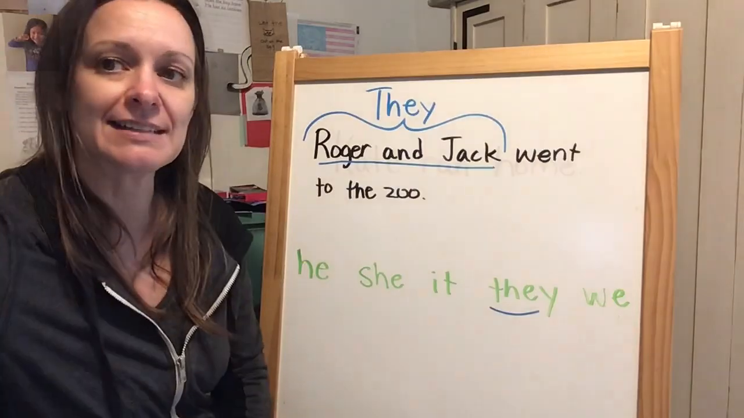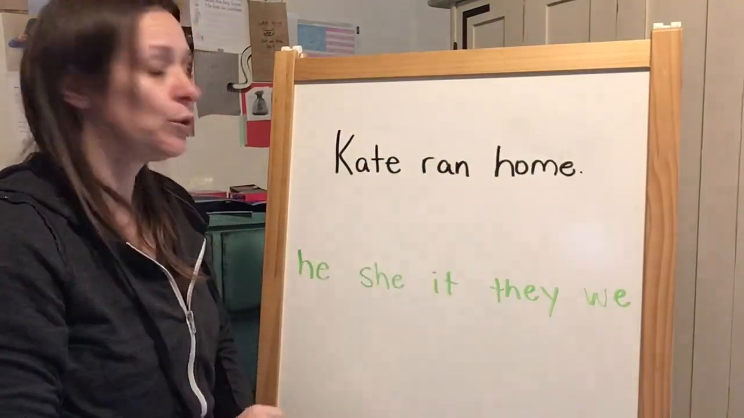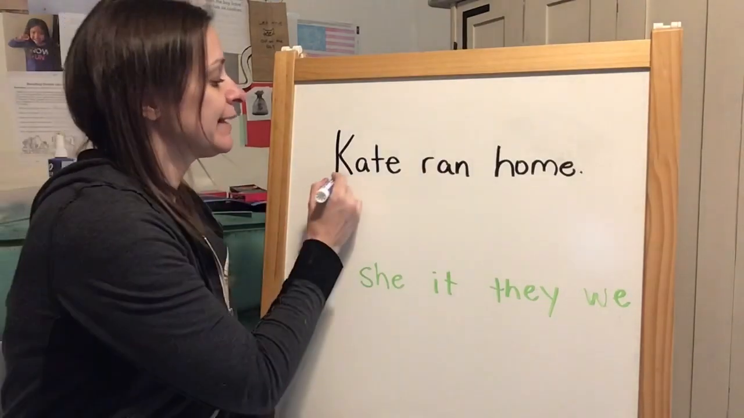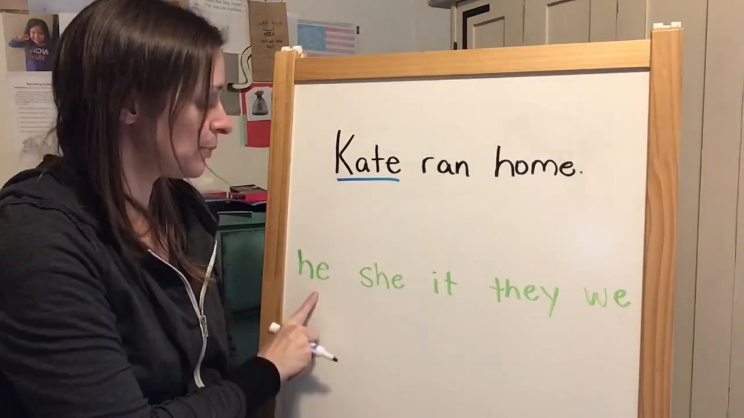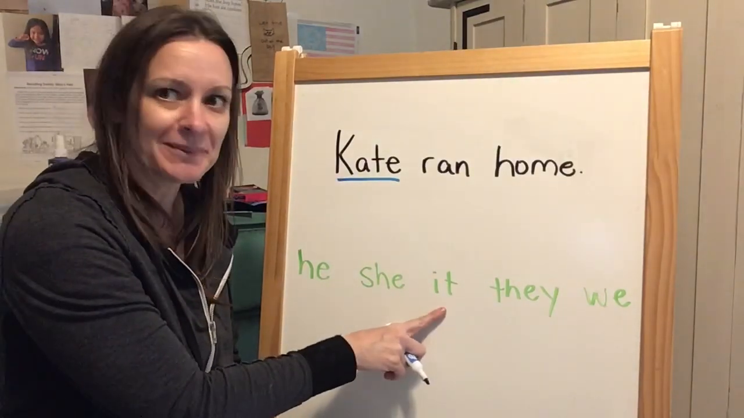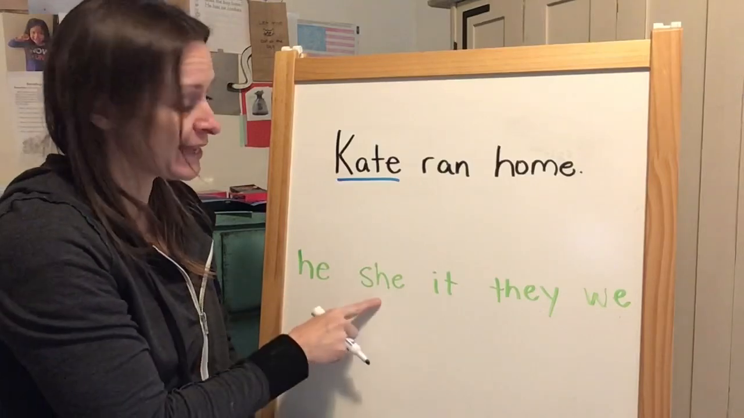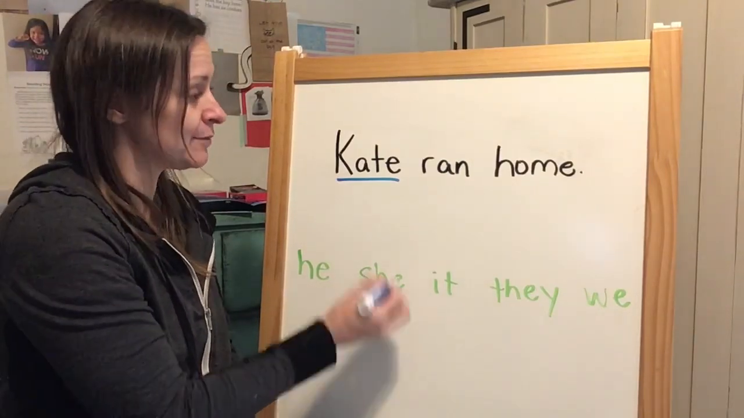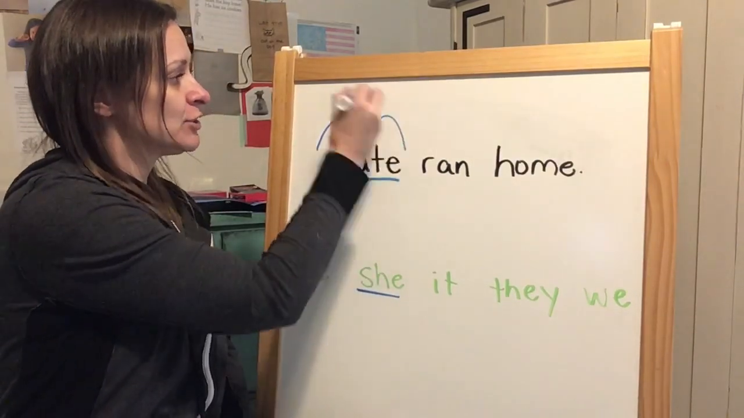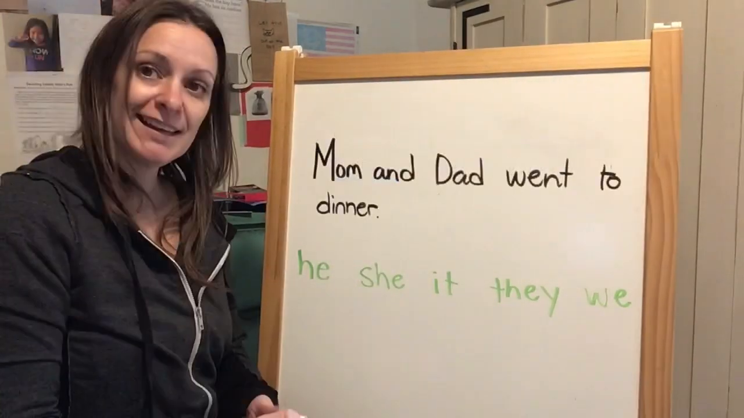Let's do another sentence. How about this one? Kate ran home. Who ran home? Kate ran home. And which pronoun can we replace Kate with? Not it ran home, right? Because she's a person. She's not a boy. Kate is a girl, so we would replace it with she ran home.